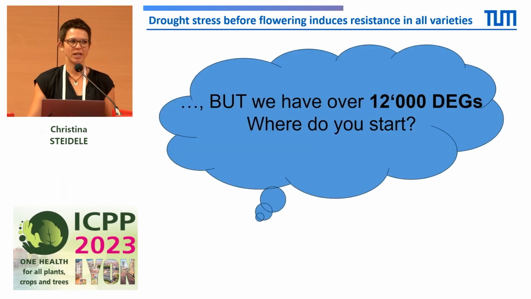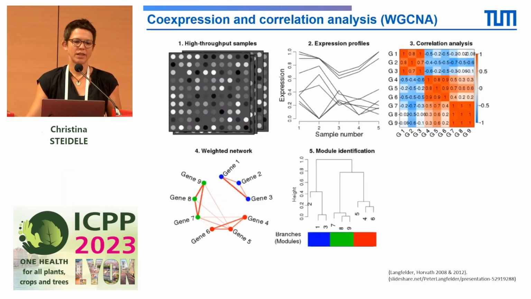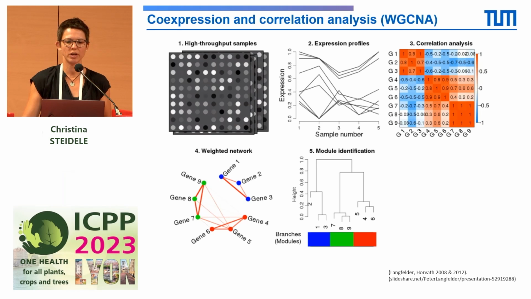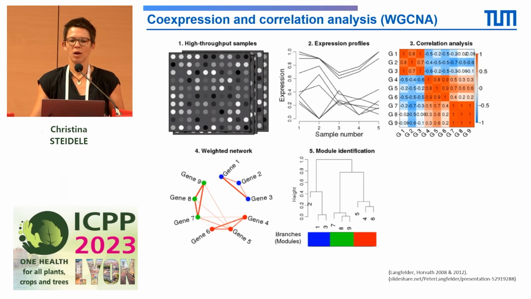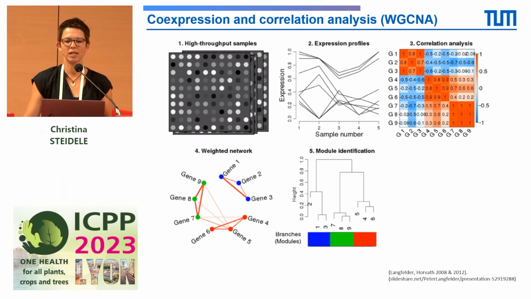So this is all nice and good, but we have over 12,000 differentially expressed genes. Where do you start? What do you take? What do you learn from that? In order to tackle that question, we performed the weighted gene correlation network analysis. We used our RNA-seq data, calculate expression profiles, do a pairwise correlation analysis, and this then leads to a weighted network. Based on this weighted network, your genes are put into different modules which show a similar co-expression pattern over all your samples.